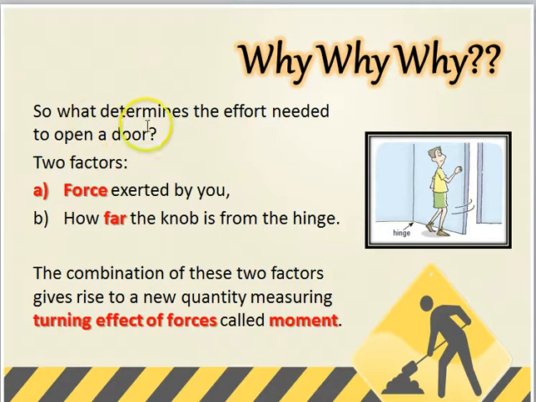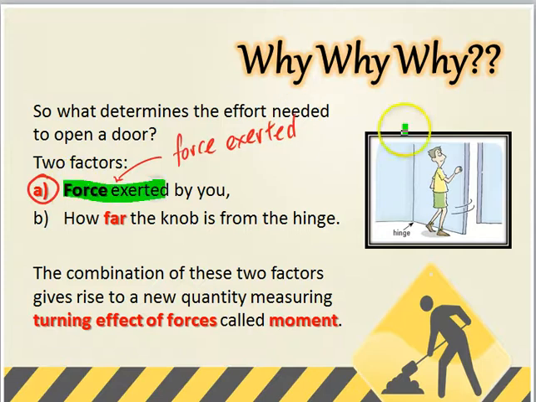Now, what determines the effort needed to open a door? There are actually two factors here. The first one is the force exerted by us. So we talk about the force exerted. Okay, so underline, highlight, force exerted. The other one we talk about is how far the knob is from the hinge. So we say the distance of the force away from the pivot.